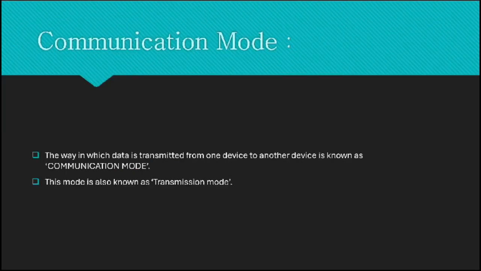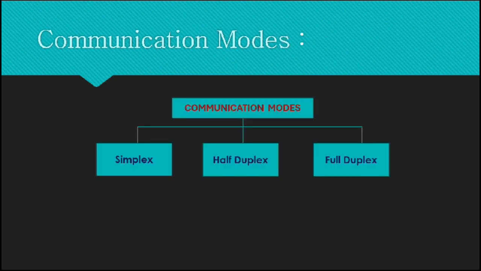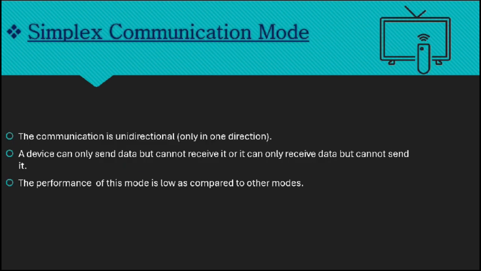Communication mode. The way in which data is transmitted from one device to another device is known as communication mode. That is how the data is transmitted. This mode is also known as transmission mode. There are three types of communication mode, that is simplex, half duplex and full duplex. We are going to see all the three types in detail further.